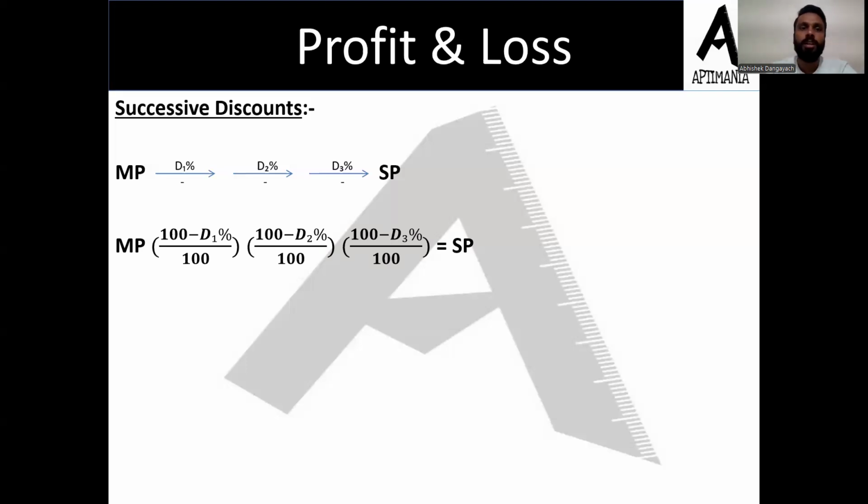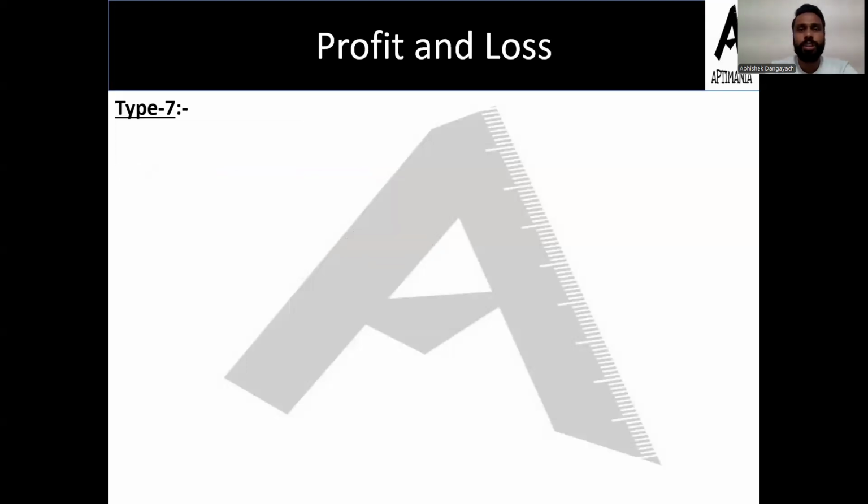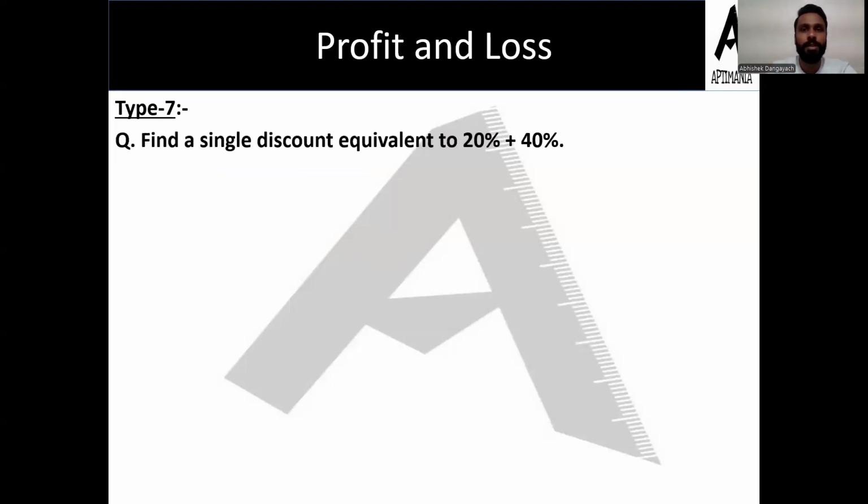Okay, I hope it's done. Going ahead, we'll discuss the next type of question. Type 6 is done. Let's talk about Type 7. Again the same procedure: read the question, pause the video, take 2 minutes, solve the question, come back, and we'll discuss the answer. So here's the question on the screen. Please pause the video once you are done with reading the question.